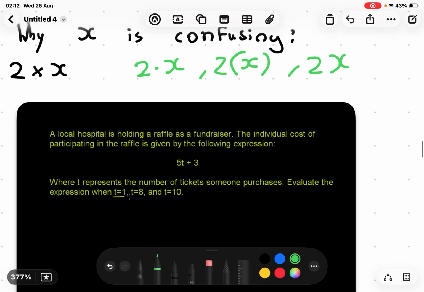So here we have an example. A local hospital is holding a raffle as a fundraiser. The individual cost of participating in the raffle is given by the following expression. So it's not an actual fixed cost. We already know that it's going to be different, where T represents the number of tickets someone purchased. Evaluate the expression when. In this case, this question makes a lot of sense.